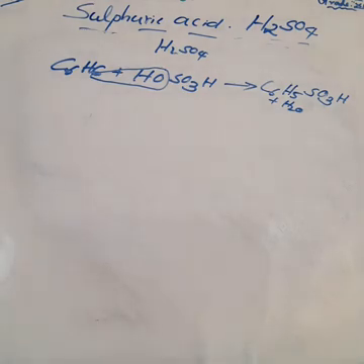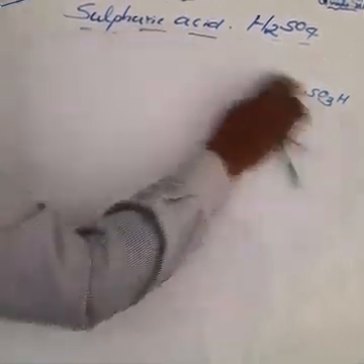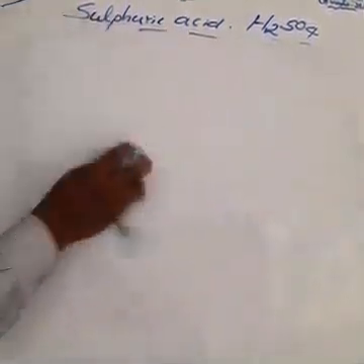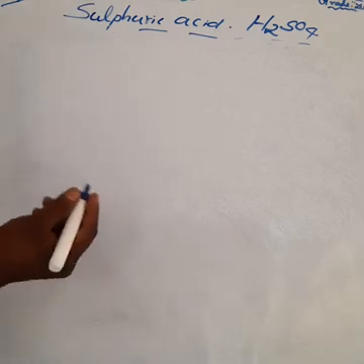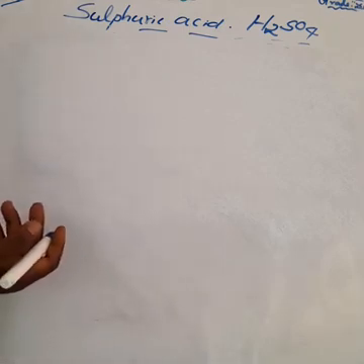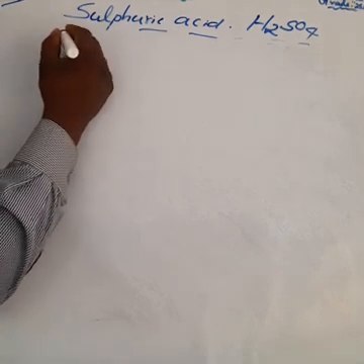Next, what are the uses of sulfuric acid? This is used in the manufacture of fertilizers, such as ammonium sulfate and superphosphate. Some other chemicals such as hydrochloric acid and nitric acid are also made. Am I right? And it is also used in pigments and explosives. These are some uses of sulfuric acid. The very important question is about that.